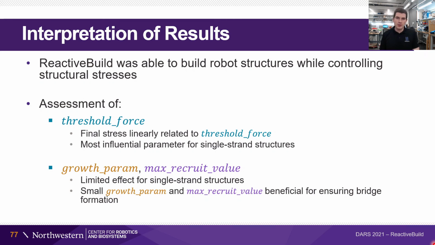And so the overall interpretation here is that Reactive Build worked. It was able to allow robots to build towers, chains, cantilevers, and bridges using a single set of behaviors. What we saw is that threshold force was the most influential parameter, and it predictably impacted the final connection force between robots after the structure had been built. The growth parameter and the maximum recruitment value were less important for the single origin structures. However, for the bridge, it seems that it's rather important to keep those as low as possible.